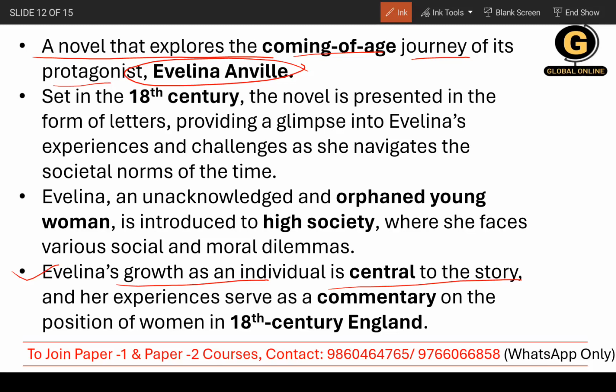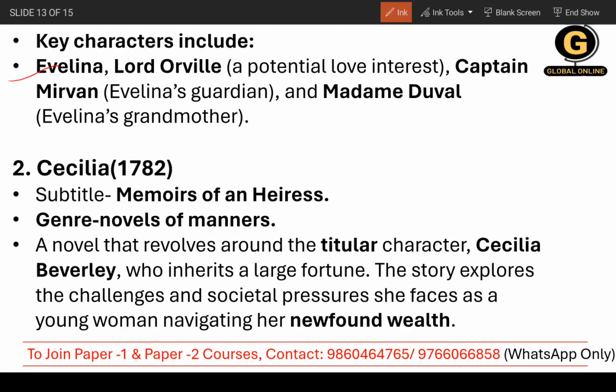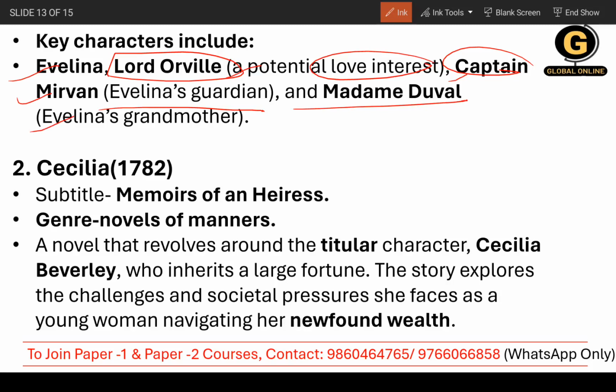So it is through the character of Evelina that the writer wanted to show people how women were at the time, how people were pressurizing women, how Victorian society treated women. So that is a kind of commentary you're going to see. You will feel that if a writer like Frances Burney is talking about Evelina, she is actually talking about every woman out there in the 18th century. Now, the key characters are Evelina, of course, Lord Orville, a potential love interest, then Captain Mirvan, Evelina's guardian because she was an orphan child, and Madame Duval, Evelina's grandmother. So these 4 characters are important and you need to remember them.